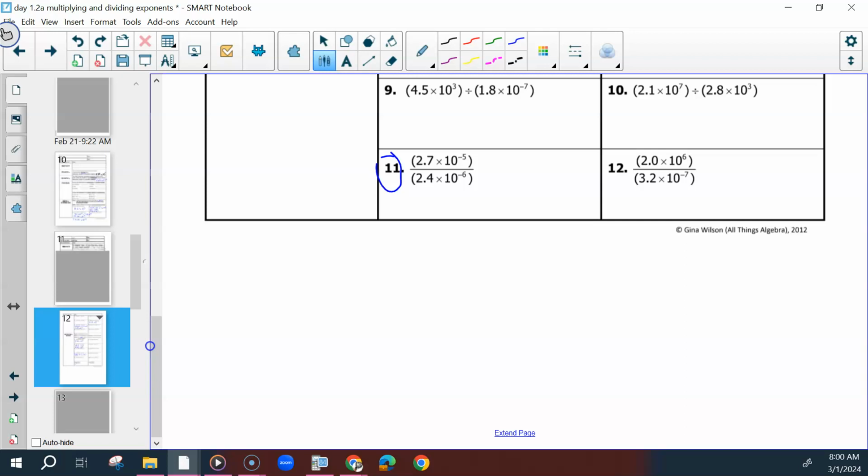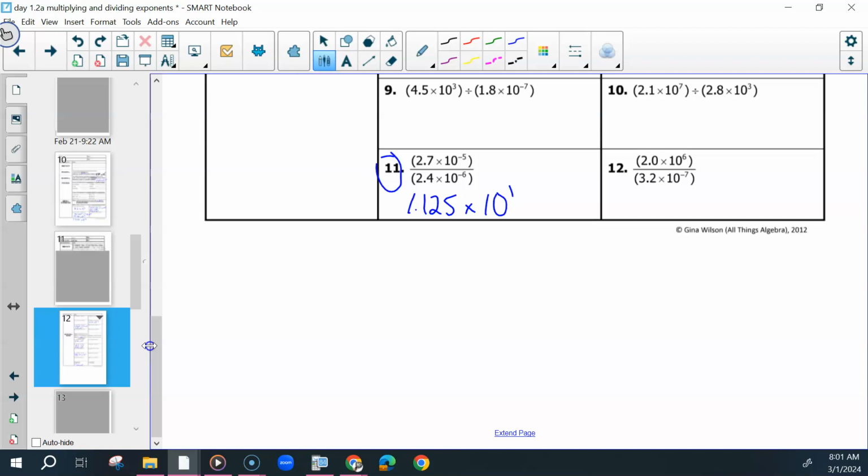So for 11, it's in a different format than 7, but same process. Divide 2.7 and 2.4. And then if we're subtracting our exponents, -5 minus a -6, not negative 11. -1. It's just going to be 1. -5 minus a -6, you're adding. You can put the 1, you don't need it. If you get something where 10 is to the 0, just put 10 to the 0 in general.